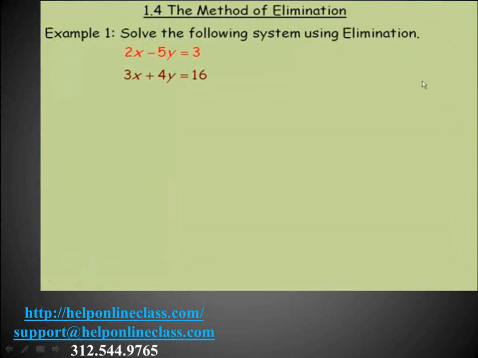This lesson will demonstrate how to use the method of elimination to solve a system of equations. And the reason it's called elimination, it's also called addition-subtraction, is because you're subtracting two equations or adding them to get rid of a variable, eliminate a variable, so you're left with only the other variable to solve for.